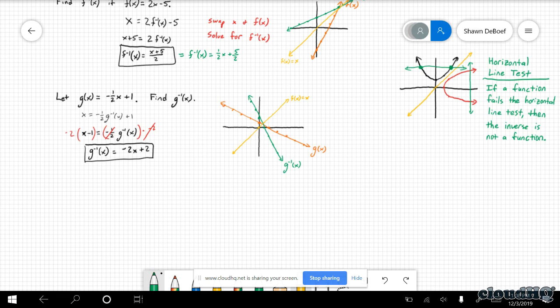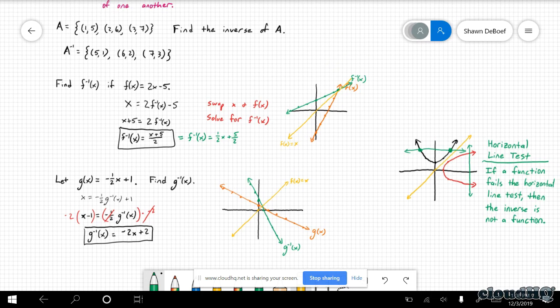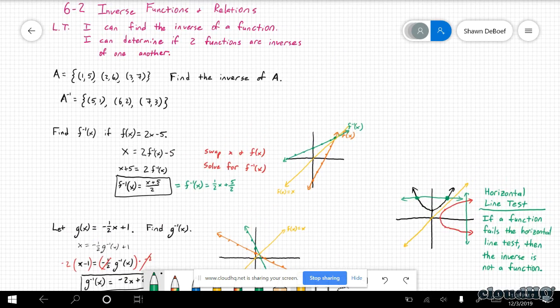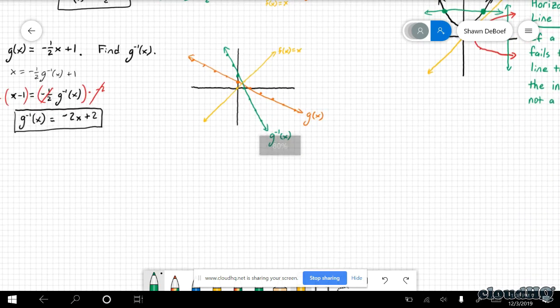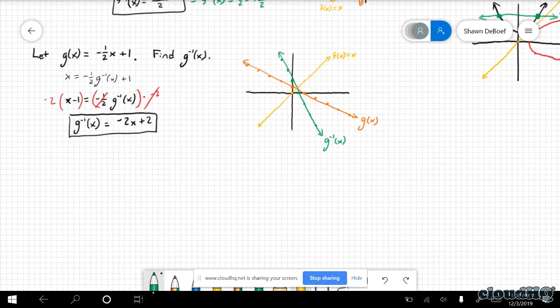I want to talk about that second learning target. If we went back up there, the first learning target was, I can find the inverse of a function. That's what we just practiced. But now the second learning target is, I can determine, if I'm given two functions, if they're inverses of one another. That's where we're going next.